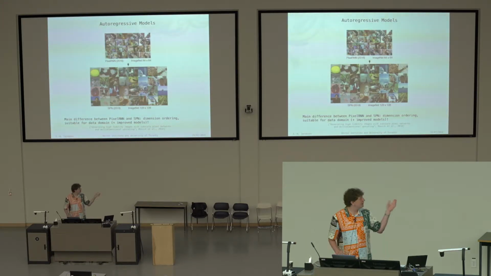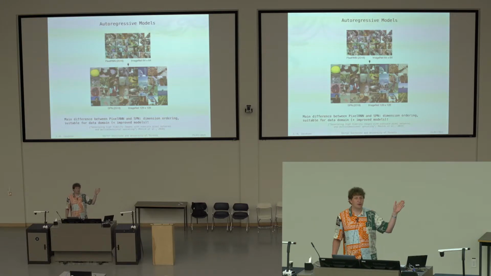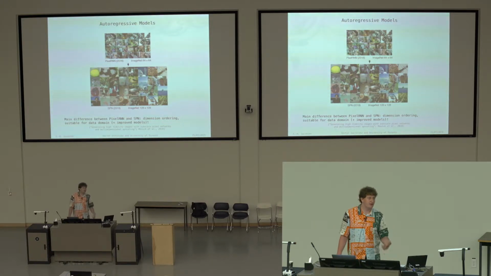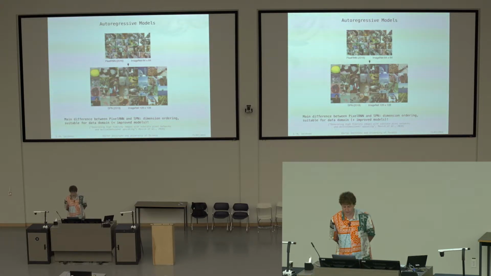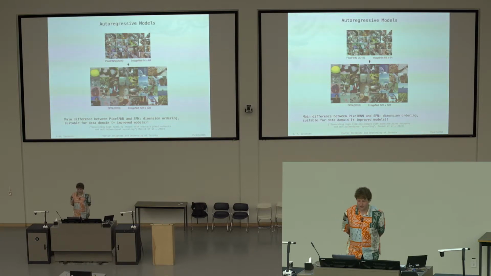Right, here you can see the PixelRNN, which was one of the first major breakthroughs in this autoregressive modeling of high-dimensional data. So there are some samples from ImageNet, 64 times 64. Then the SPN, which was presented at last ICLR, some samples from ImageNet 128 times 128, which look much better already, but this is mainly due to actually better ordering of the factorization, essentially. And also some improvements in the models, but these are less significant.